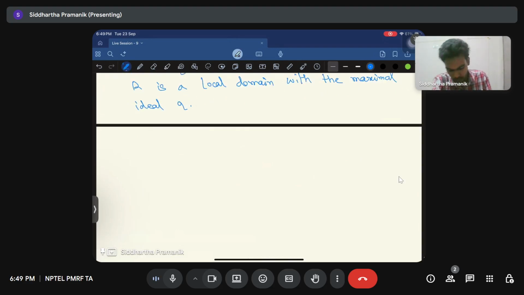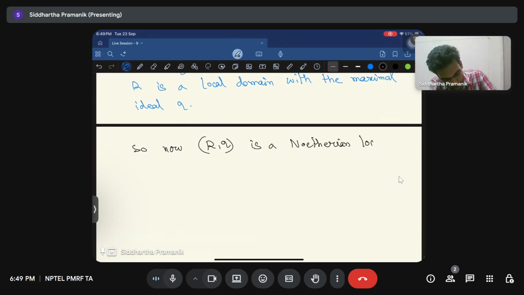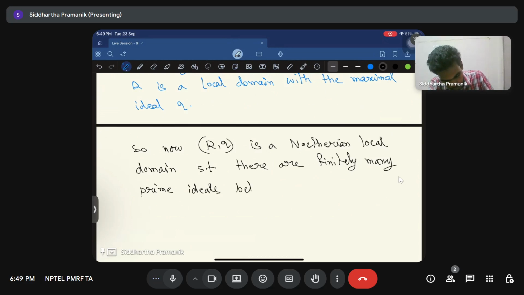So what is the situation now? Now R, Q is a Noetherian local domain such that there are finitely many prime ideals between 0 and Q. So this is the current status after those reductions. Now we need to arrive at some contradiction.